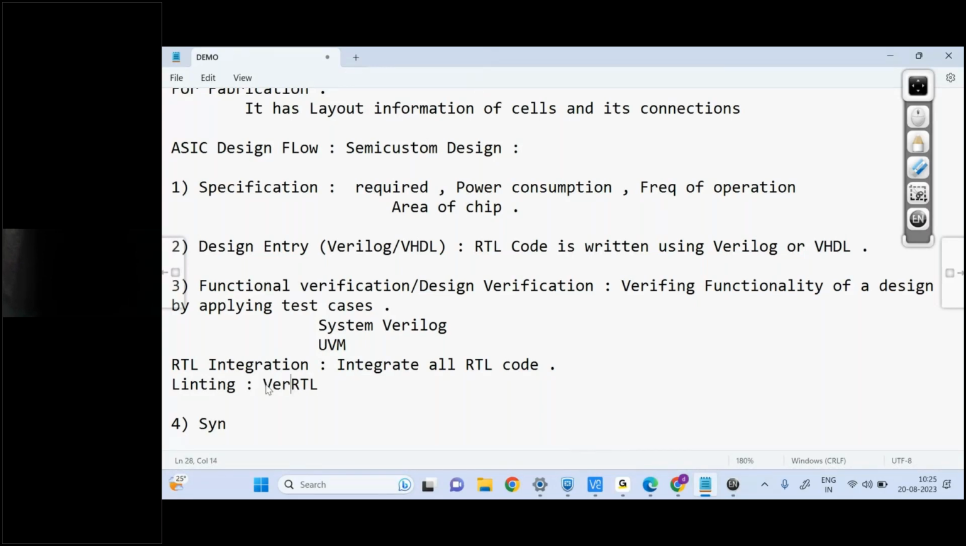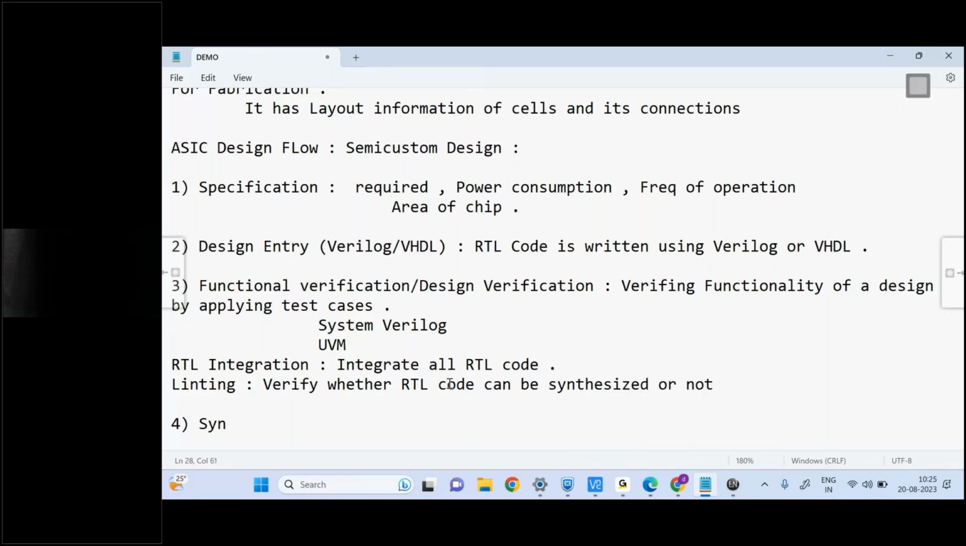They verify whether the RTL code is synthesized properly, whether the RTL code can be synthesized or not. This is what they will do. So that team is called the linting team.